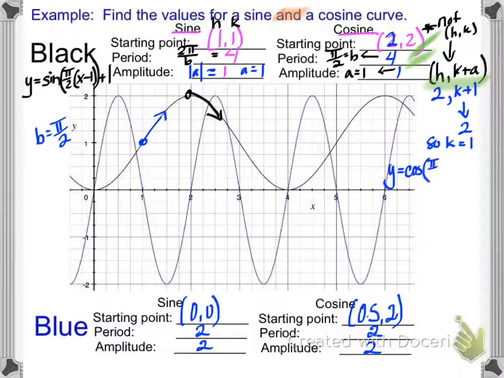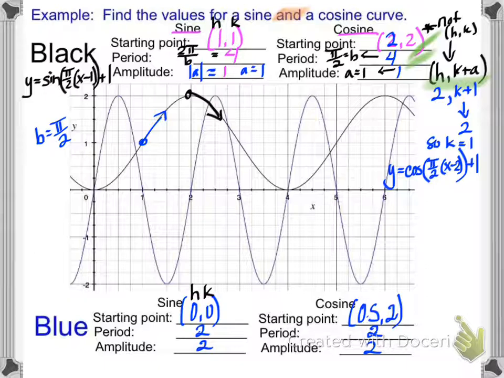So my rule again starts with cosine of pi over 2, because pi over 2 is your b value. The a was 1, so I really don't need it in front. And then parentheses x minus h. Well, my h value is 2. And then I'm going to continue on and add k, so plus 1.